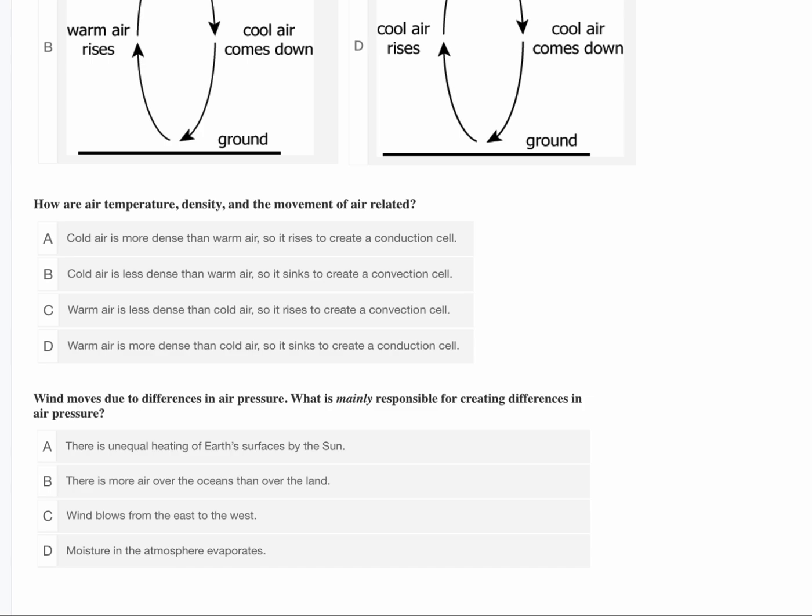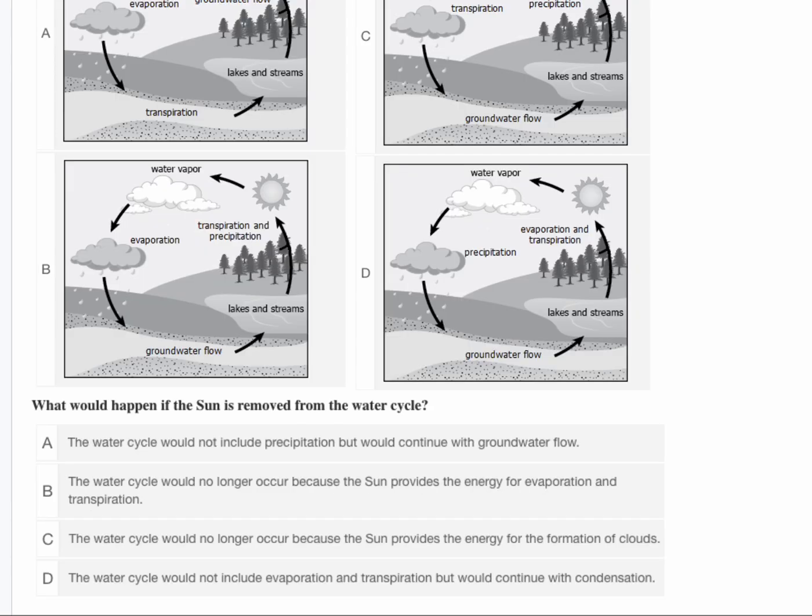Wind moves due to differences in air pressure. What is mainly responsible for creating differences in air pressure? A. There is unequal heating of Earth's surface by the sun. B. There is more air over the oceans than over the land. C. Wind blows from the east to the west. D. Moisture in the atmosphere evaporates.